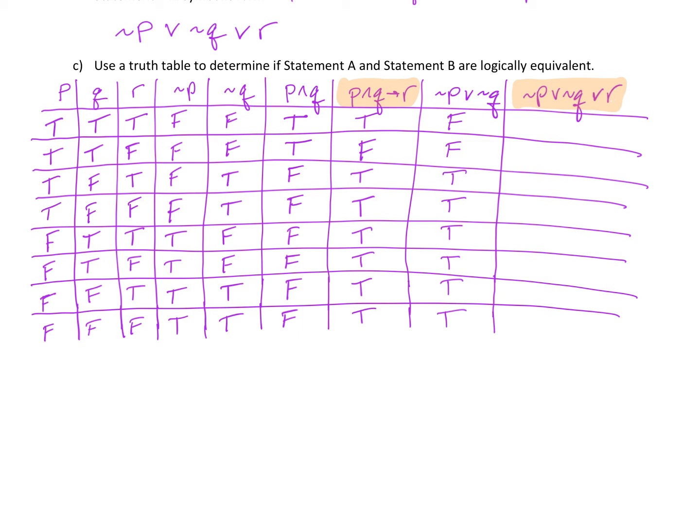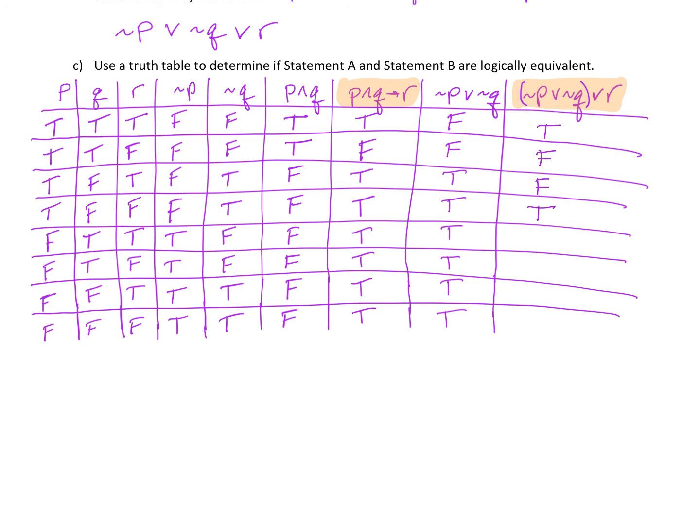All right, finally, I want to do not P or not Q, or R. I have the not P or not Q column already done. So you can think of it like having parentheses there. Okay, so I'm going to look at the not P or not Q column and the R column, and it's an or statement, so I'm looking for at least one true to get a true. So I have true, false, that's true. Then I have false, false. Then I have true, true. Then I have false, true.